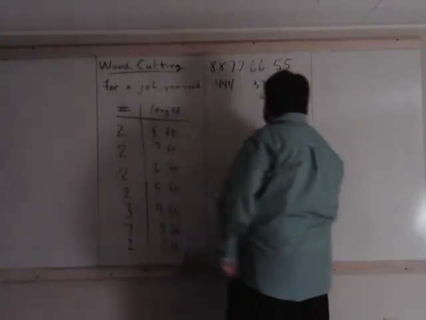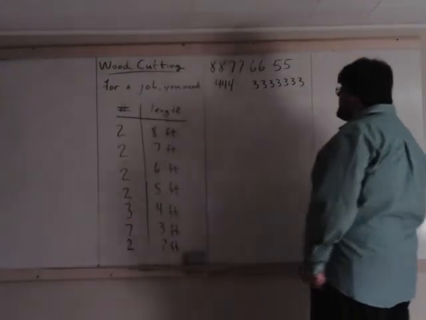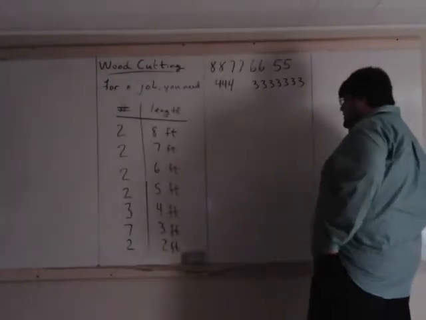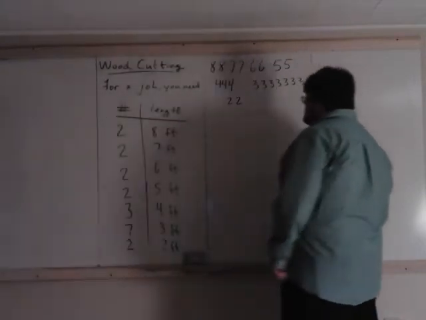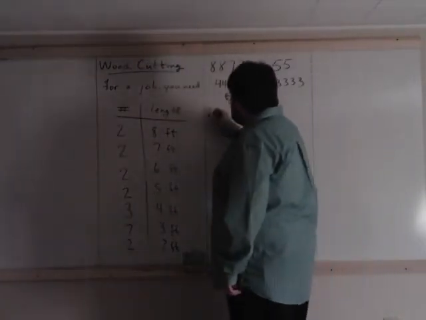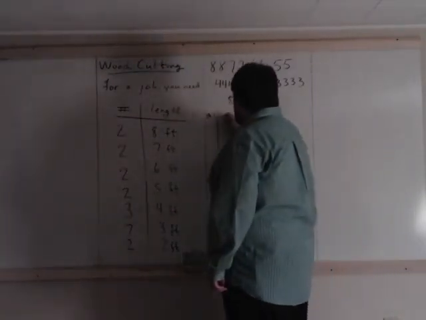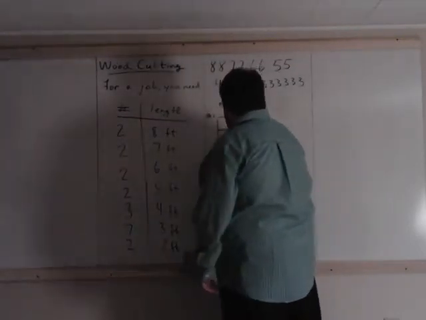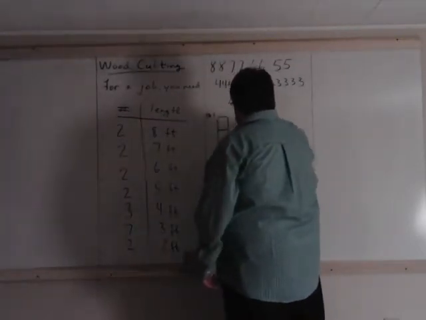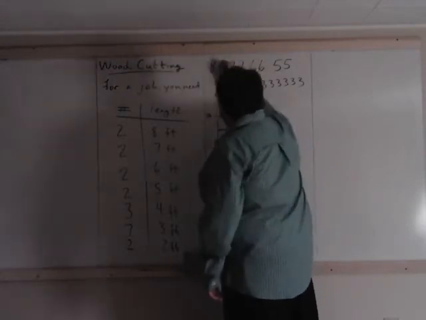So we have 2 8s, 2 7s, 2 6s, 2 5s, 3 4s, 7 3s, and 2 2s. And we want, for part A, 10-foot boards. Well, here's a 10-foot board. We're going to start with the largest. So we put an 8 there. We put an 8 there.